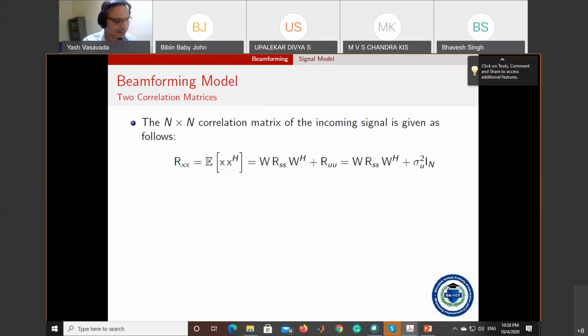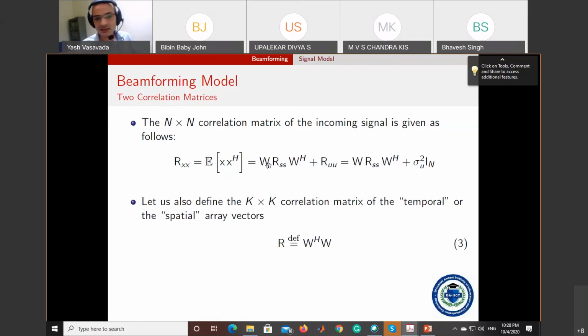The last thing I want to do today is that, remember, we have already looked at this correlation matrix of the signal that we have received, which is X X Hermitian, and it takes this particular form that you have investigated as part of lab 2. Now I want to define one more correlation matrix, and this time it is the correlation matrix of this W. And the way I'm going to define it is as W Hermitian W.